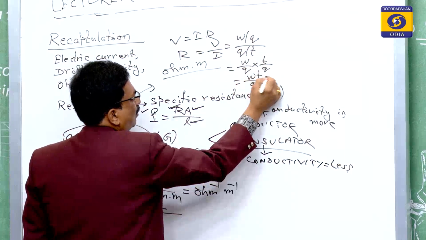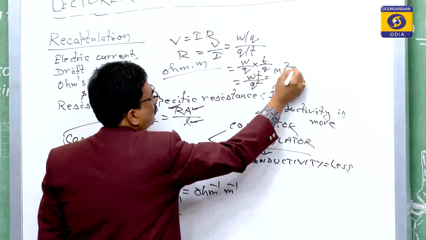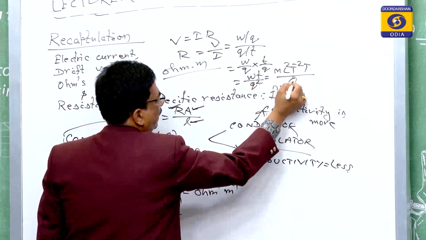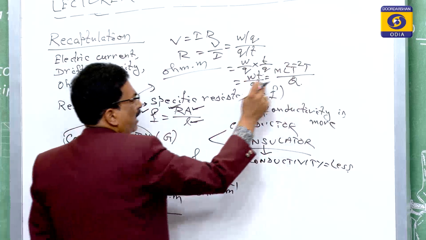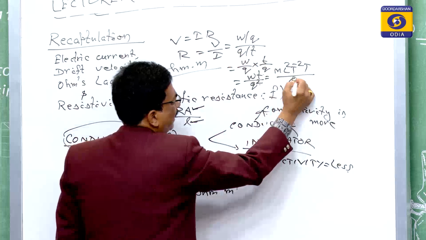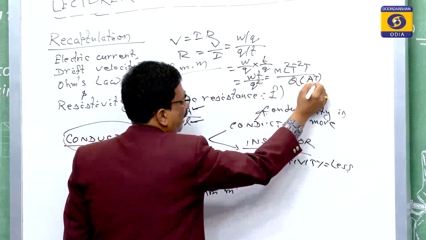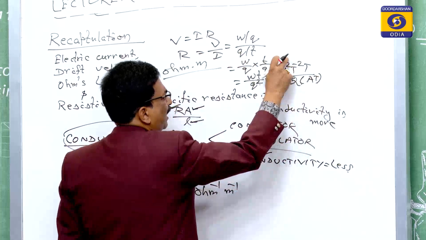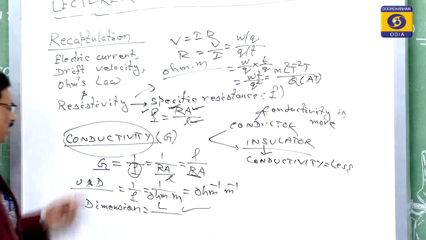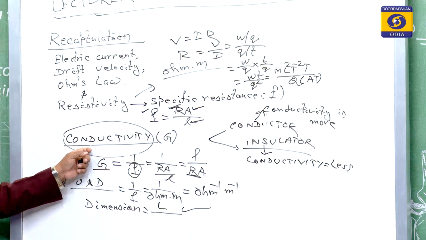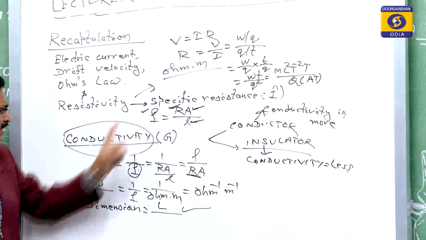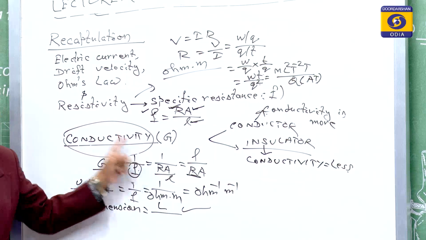W means the work, its dimension is ML square T to the power minus 2. T is the time, and this Q, as I said, you can take as Q, or Q is equal to IT. Instead of Q, you can take IT, and if you put this value and rearrange them, then you will find out the dimension of the conductivity. So these two things we discussed: one is the resistivity or the specific resistance, the second one is the conductivity.